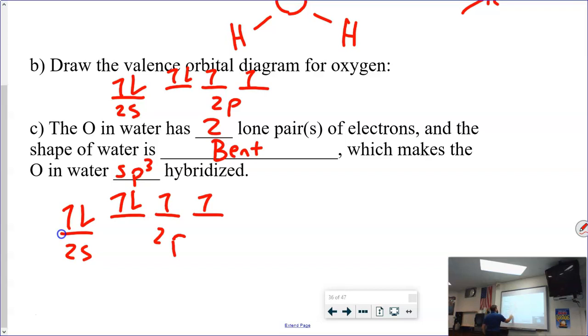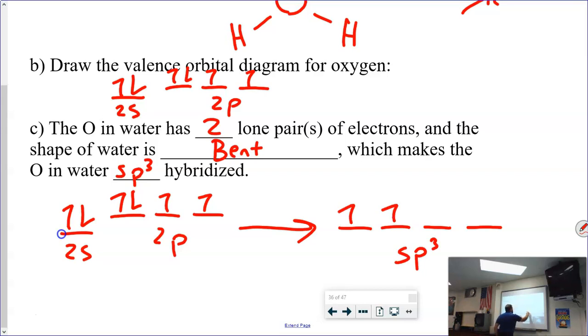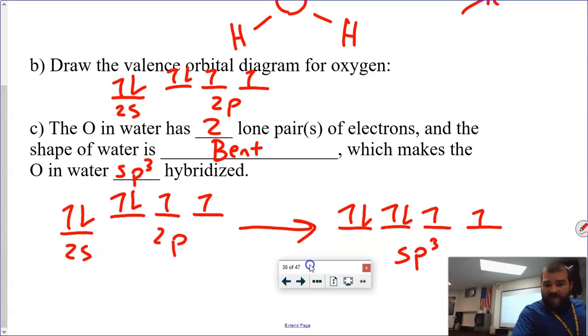That's where we start. If I hybridize these, I am going to go to sp3. I'm going to use all 4 of these, the s and the 3 p's, to make this happen. And it's going to look like this. I have 2 electrons still free. I have 2 orbitals filled with pairs. So I'm going to make 2 bonds for the oxygen, and I'm going to have 2 lone pairs as well.